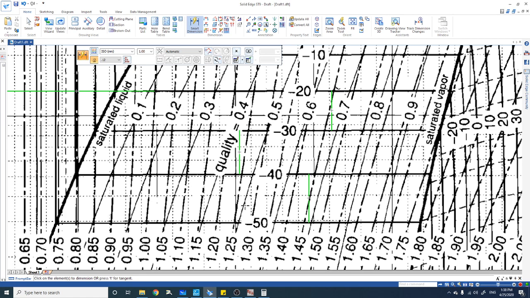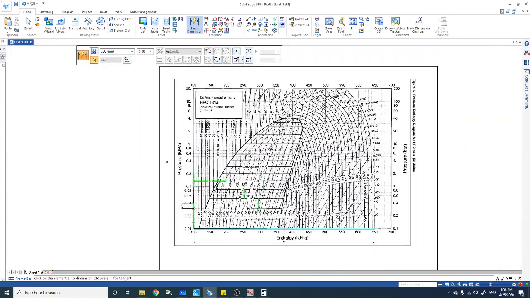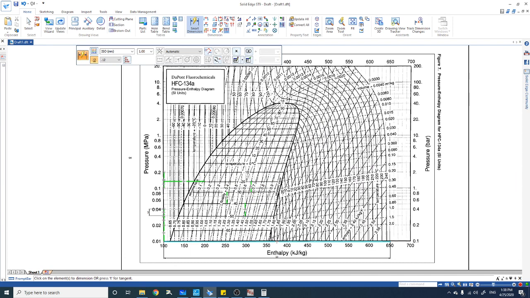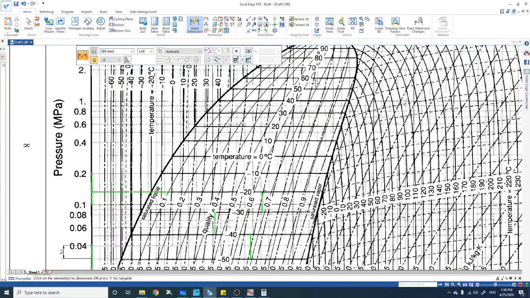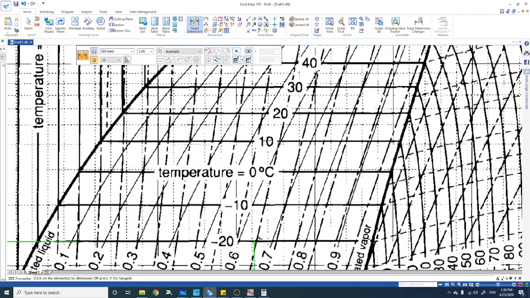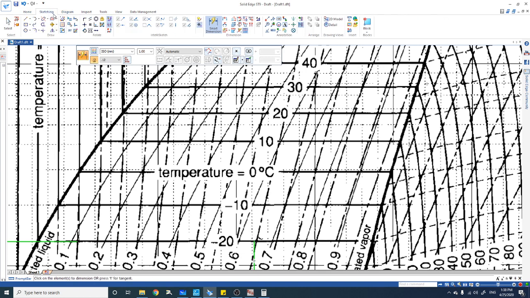In such a case, how to read? Always remember that wherever data is available, first mark off the immediate data points that are available. Suppose you have a temperature of, say, 15 degrees centigrade. In this particular property chart, you come across a 10 degrees line and a 20 degrees line. So next you have to find 15 degrees centigrade. What you should do is measure the distance and mark off the midway.